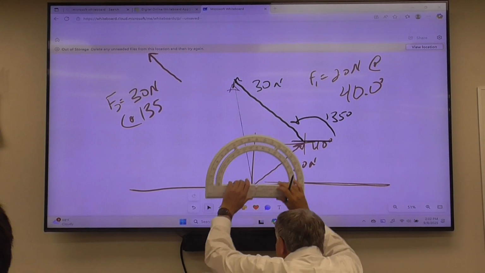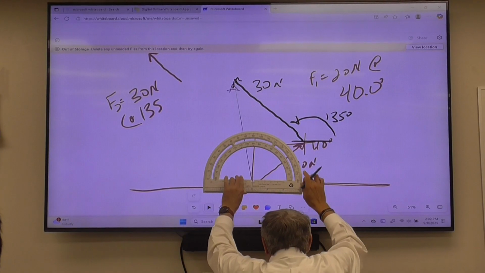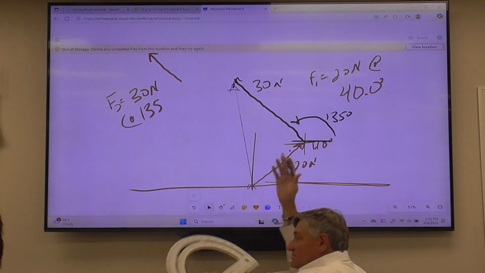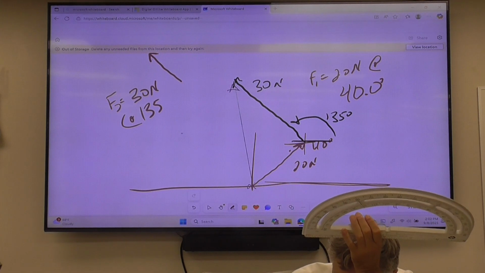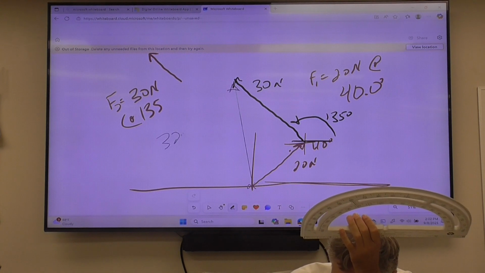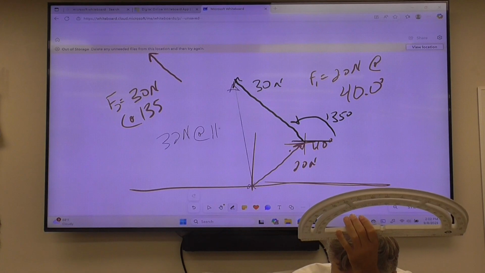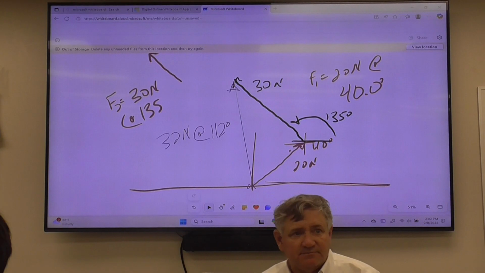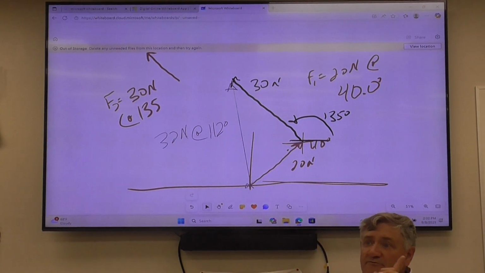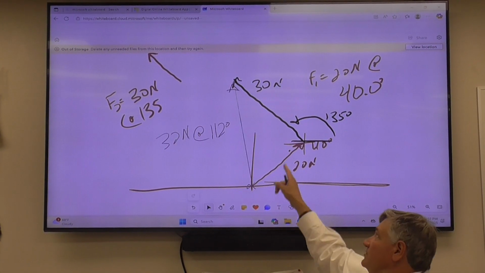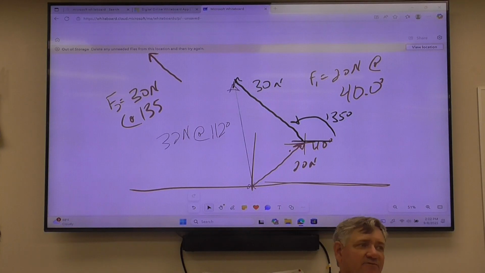So I'm gonna put this like this. I'm gonna measure it around like this. It's 112 degrees. So maybe that's, I don't know, 32 newtons at 112 degrees. So it would be like me telling you to just draw one vector, 32 newtons at 112 degrees. That's the vector that I want you to draw. That's the net result. Okay?